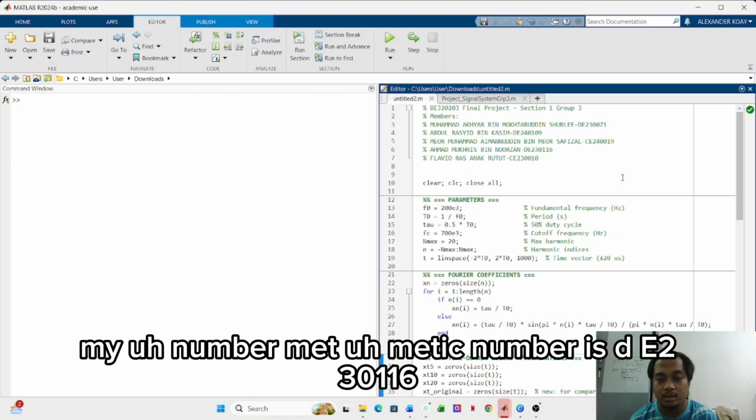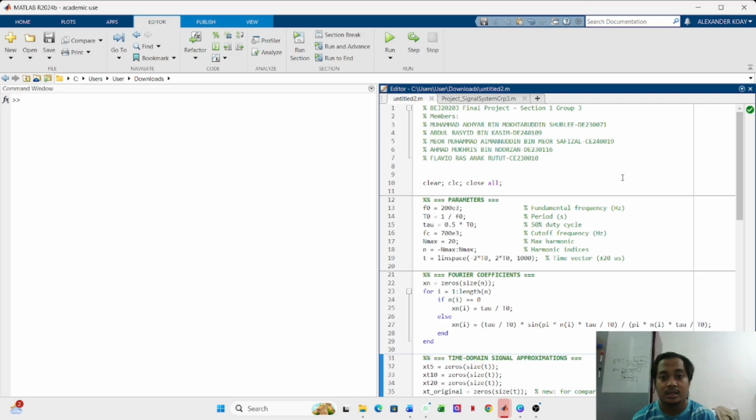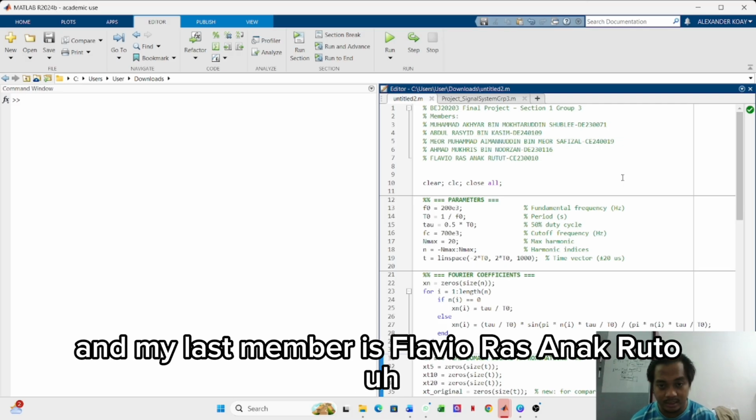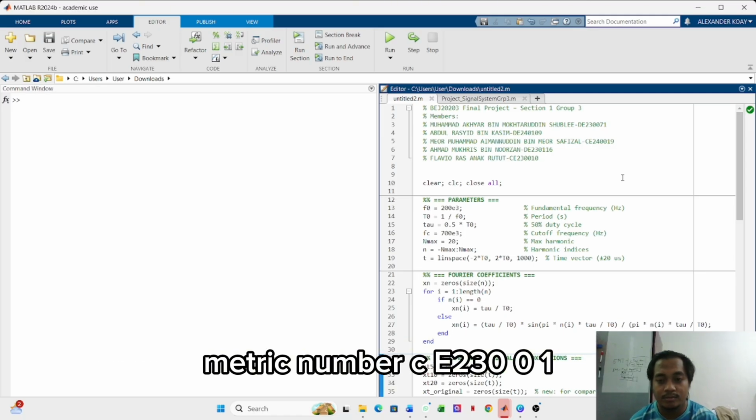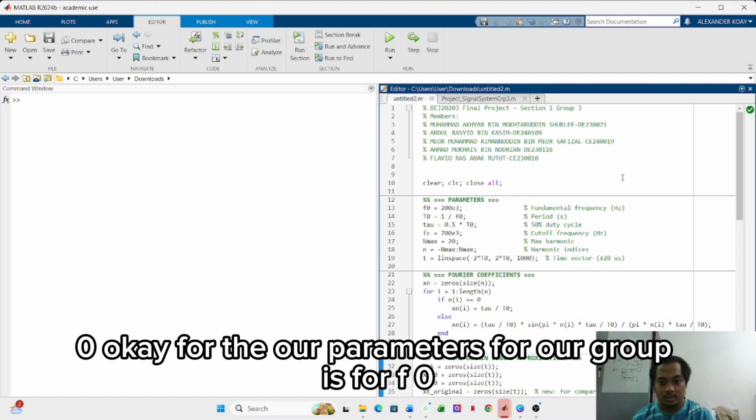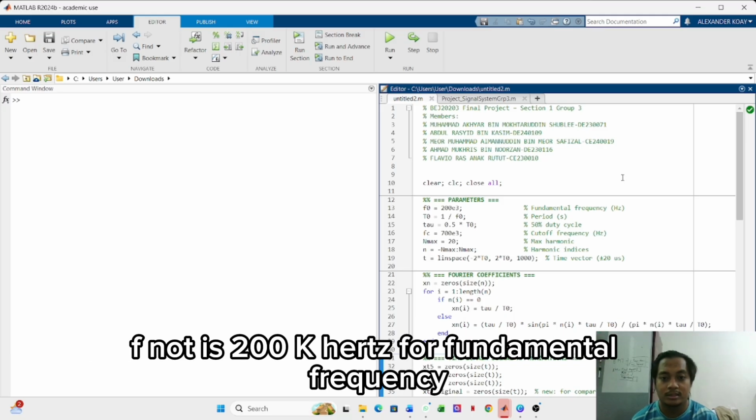My matric number is DE230116. And my last member is Flavio anak Rutut, matric number CE230010. Okay, for the parameters of our group, F0 is 200 kHz for the fundamental frequency.